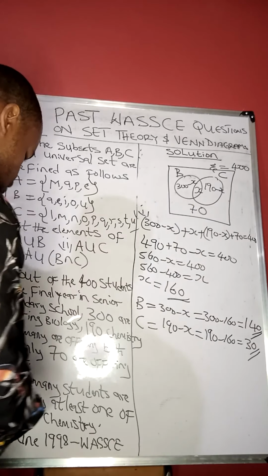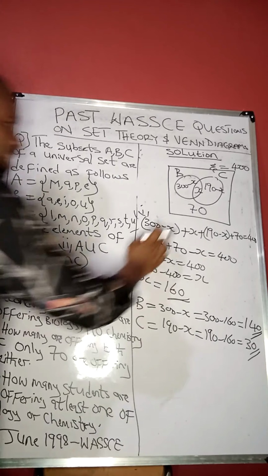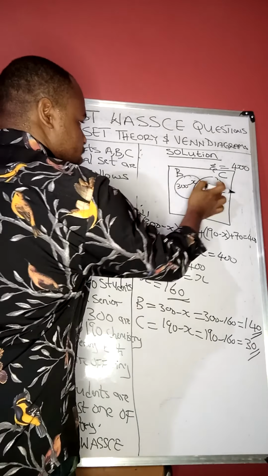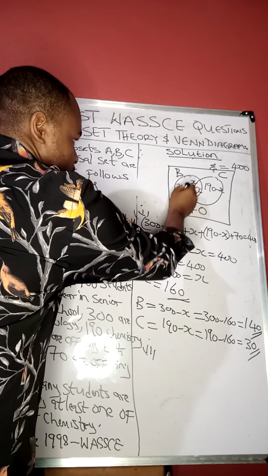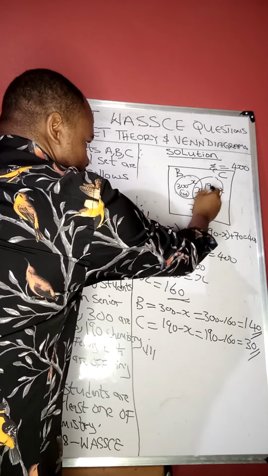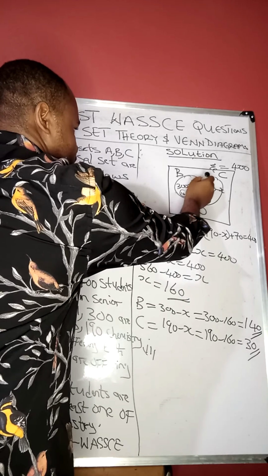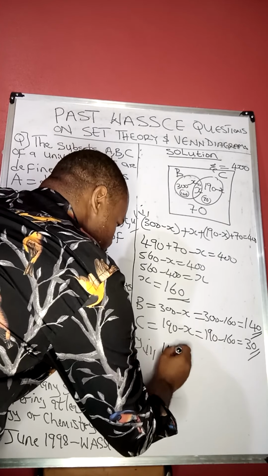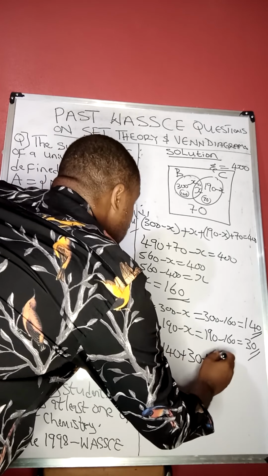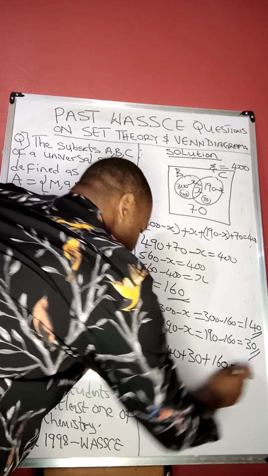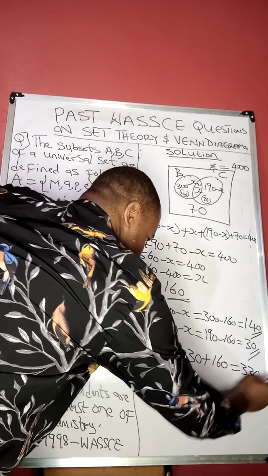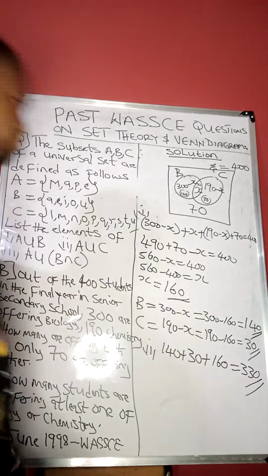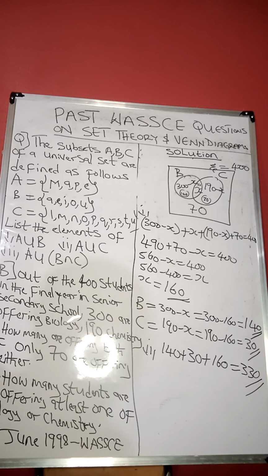So the question says how many students are offering at least one? At least one means this plus this plus this. So my second answer will be: we've gotten this as 140, this as 30, and our X as 160. So I'll be having 140 plus 30 plus 160. And that will give me 330. All right. Now that is all about that question. Is there any other thing we are leaving out? No. That's everything there. All right.